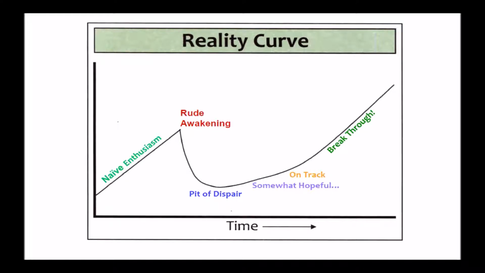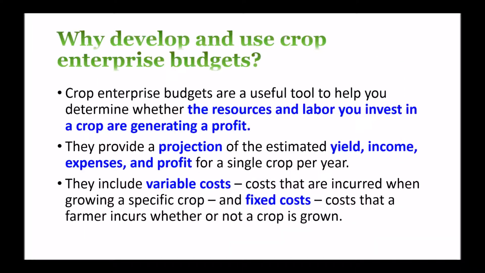We have to drive 30 minutes to the farmers markets, spend 30 minutes more setting up our booth, realize there are 10 vendors also selling tomatoes, and after sitting for 3 hours at the farmers markets, we have only sold 2 pounds of tomatoes. Enterprise budgets may take us from the naive enthusiasm stage to the on-track, somewhat hopeful stage without having to go through the rude awakening stage.